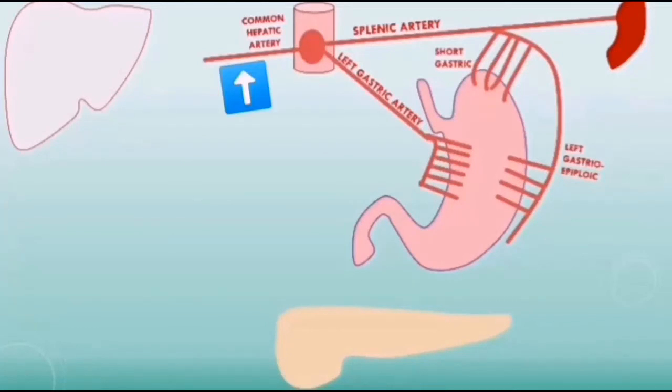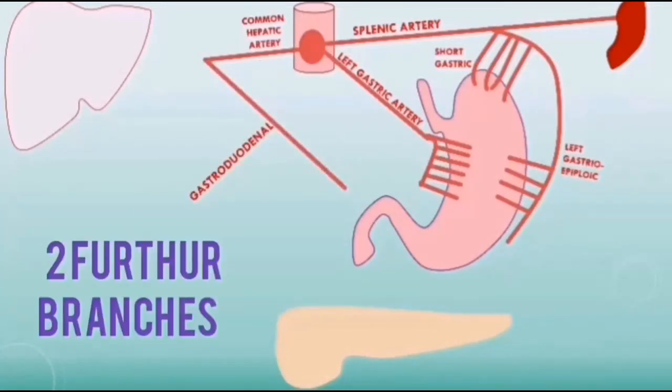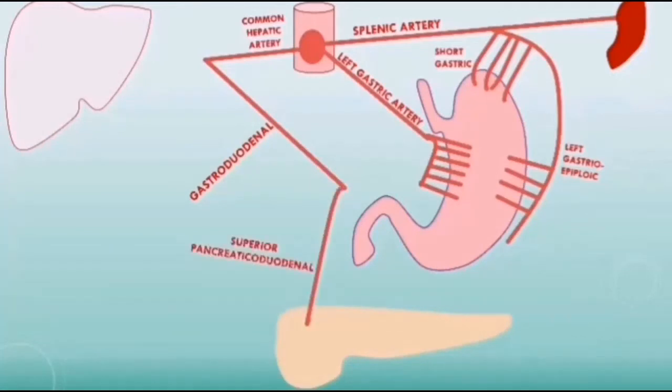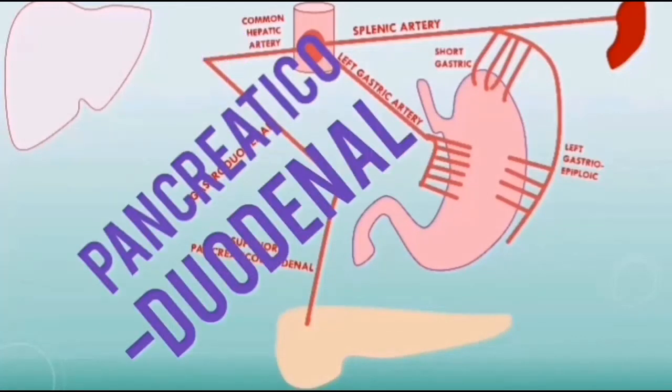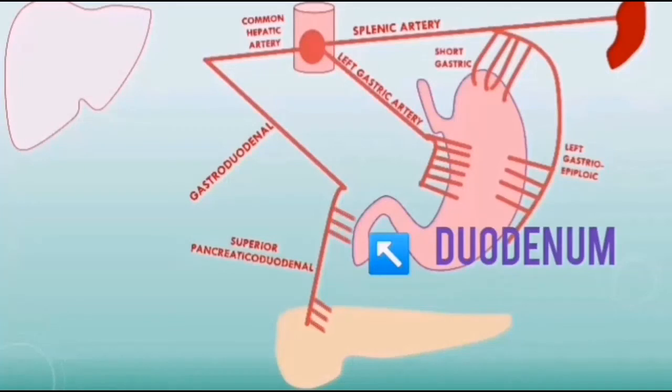This artery will give a branch called the gastroduodenal artery. This artery will have two further branches. One of the branches is called the superior pancreatico-duodenal artery. This artery will supply blood to the duodenum and the pancreas.